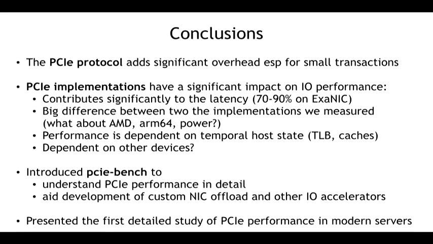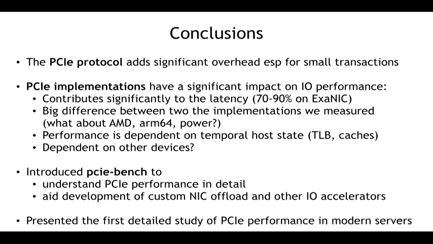So another question is, all the data we have so far is for a single device in a system. What happens if you have multiple high-performance I/O devices? Is there congestion? How does the system deal with congestion? We haven't done that work yet, but it would be a very interesting data point to see how that performs.